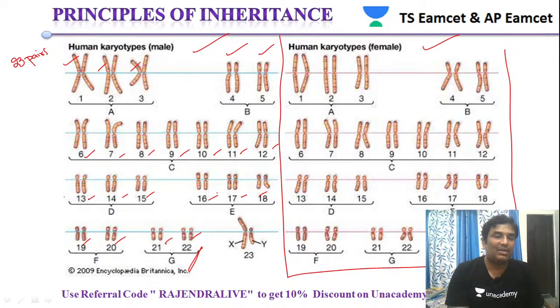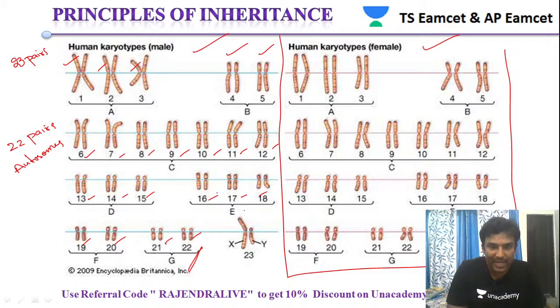So these all are the 22 pairs of chromosomes. And all these 22 pairs are called autosomes. These are autosomes. Okay.